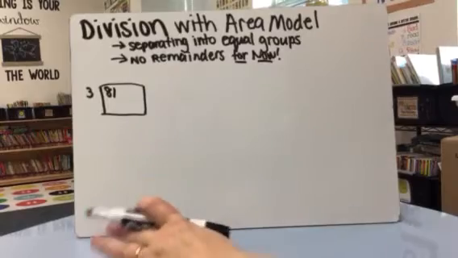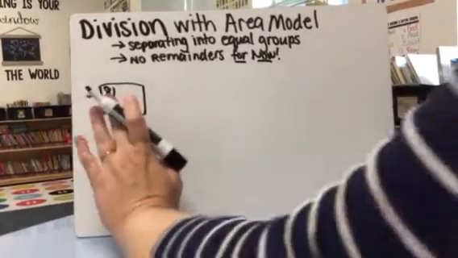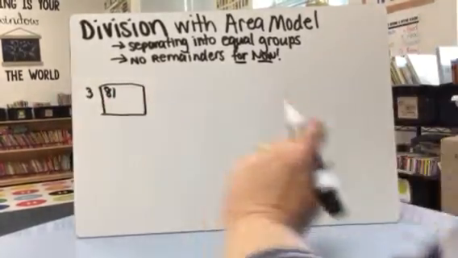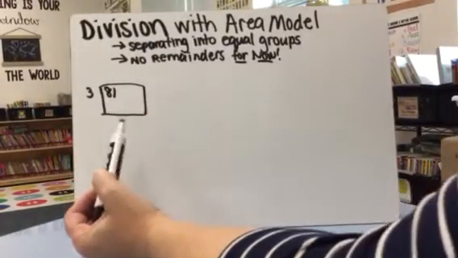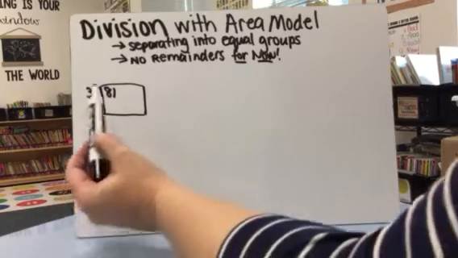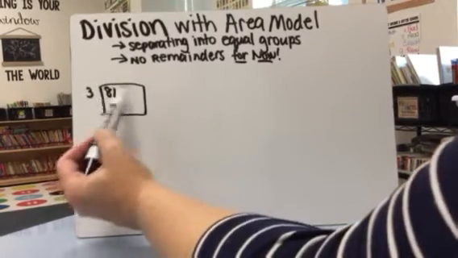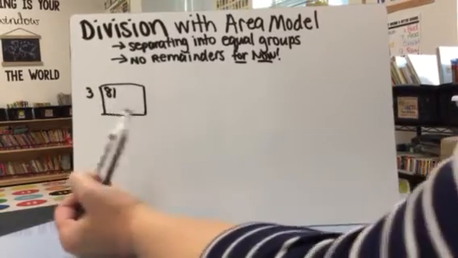So we're going to start here. It's called the area model again. 81 divided by 3 is the problem that we're going to be solving. When we solve for area, we were doing length times width, and we found the missing part inside.